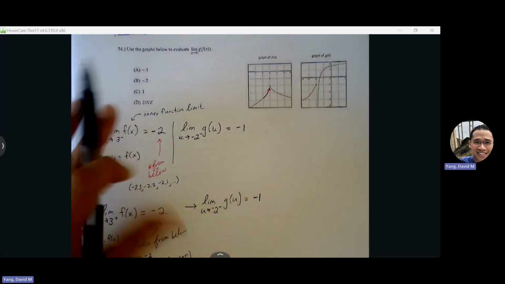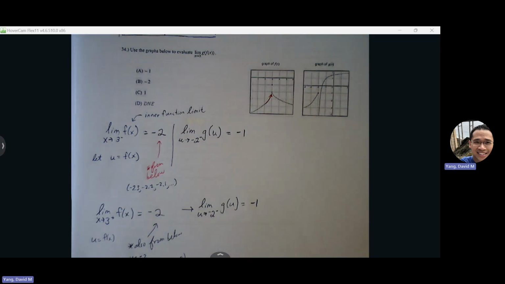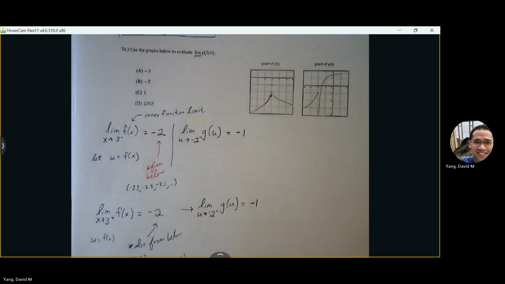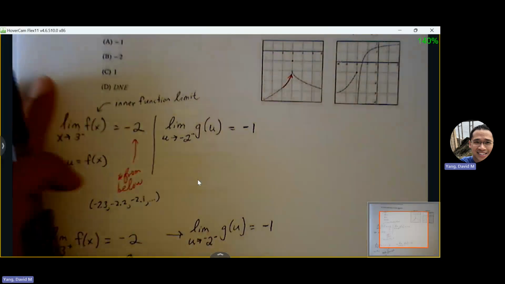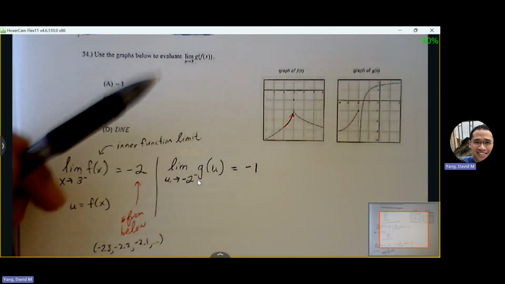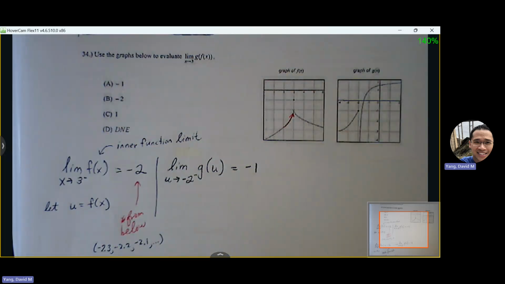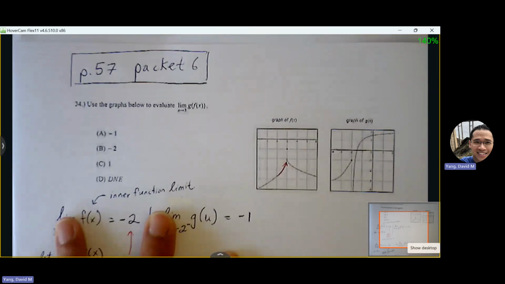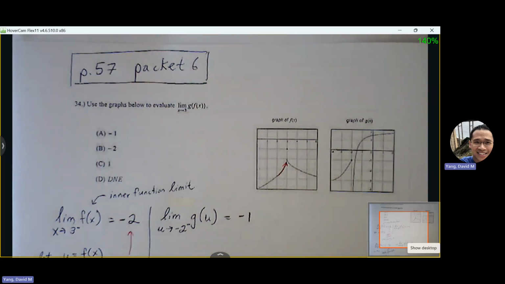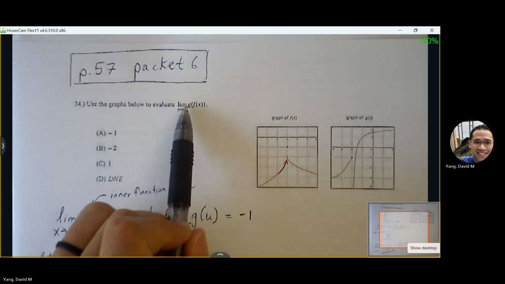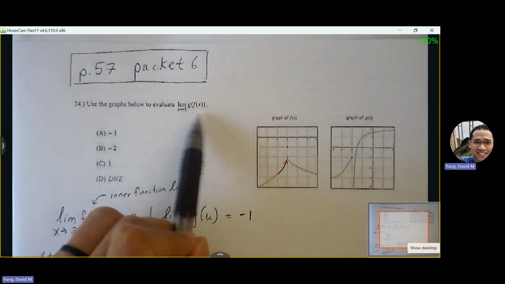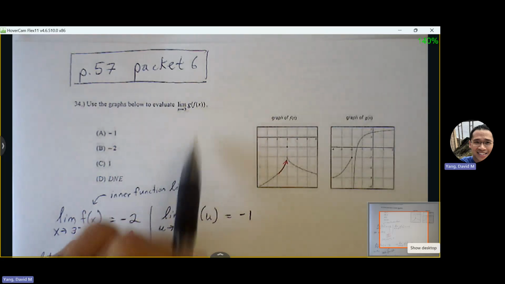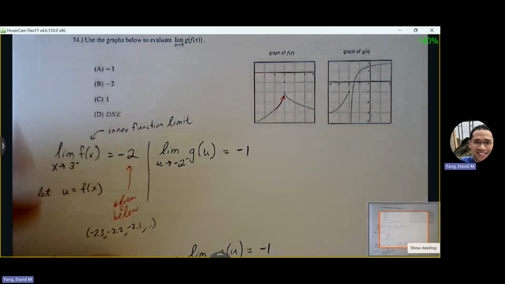It says find the limit as x approaches 3 of g of f of x. So we know that a limit can only exist if the one-sided limits are in agreement, right? If we're approaching from the left and from the right. Again, this is page 57, packet 6, number 34. This is a function within a function. And so the strategy here is you want to do the inner function first. You want to take the limit of the inner function.